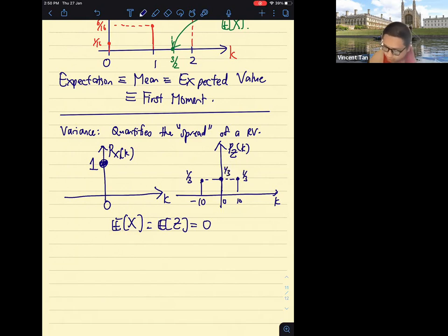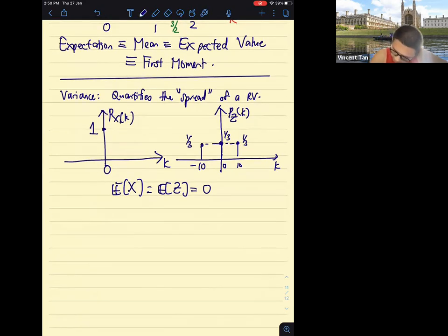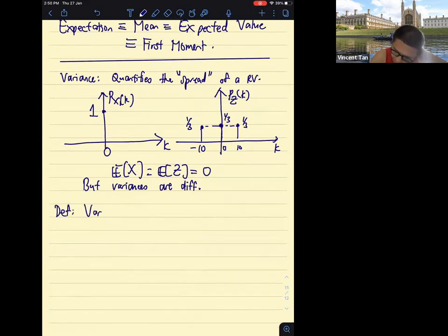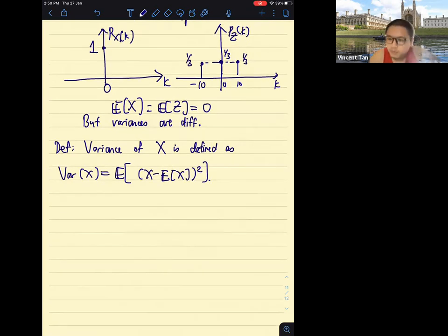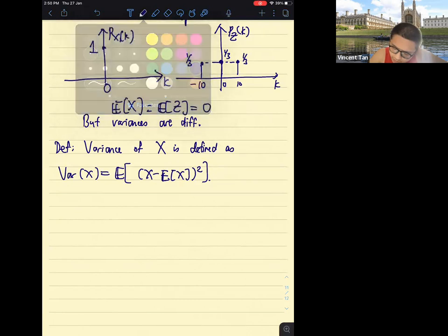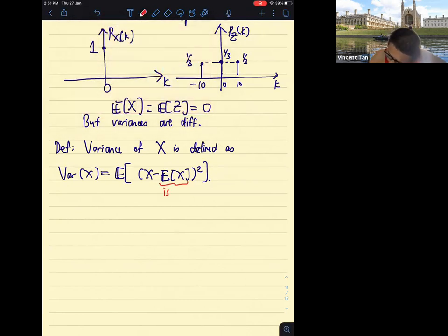Okay, so we want to use a certain statistic known as the variance in order to quantify the spread. Variances here are different. Okay, so the variance definition: the variance of a particular random variable is written as variance of X is the expectation value of some special function, which is X minus the expectation value of X, squared. Now you may find this very confusing. The first time I saw this, I was also very confused. But this quantity here, this number here, this is a fixed number.